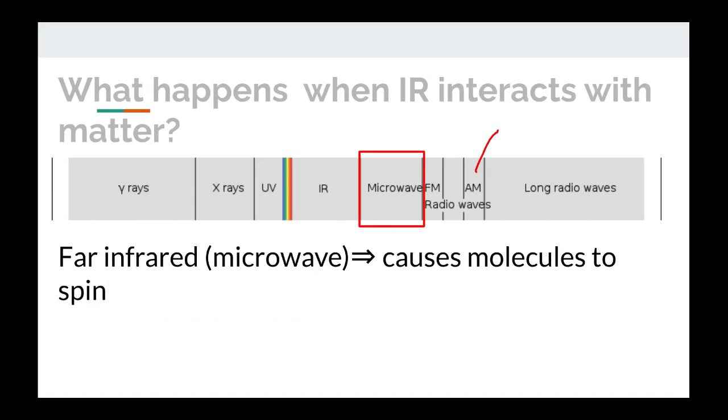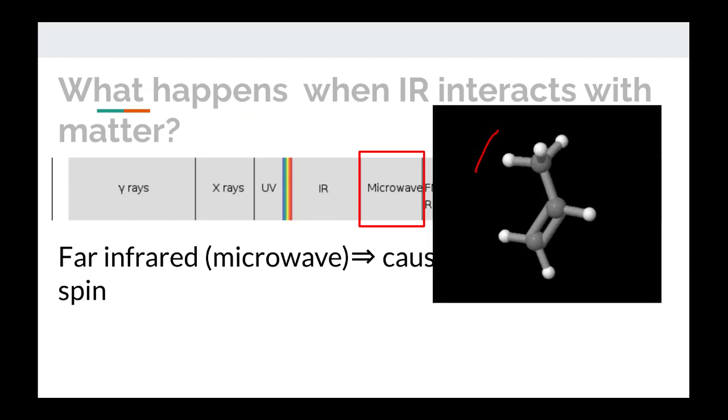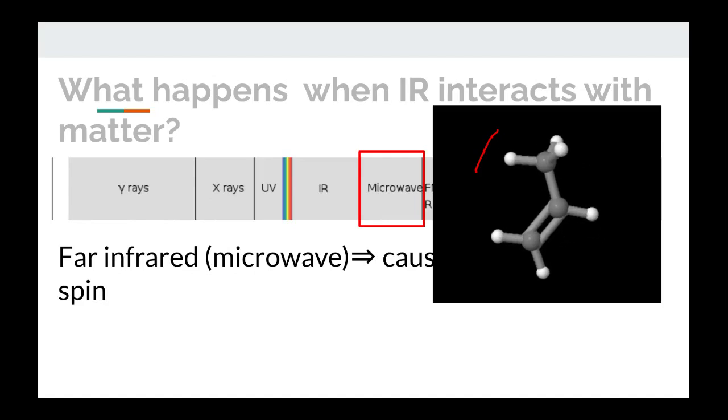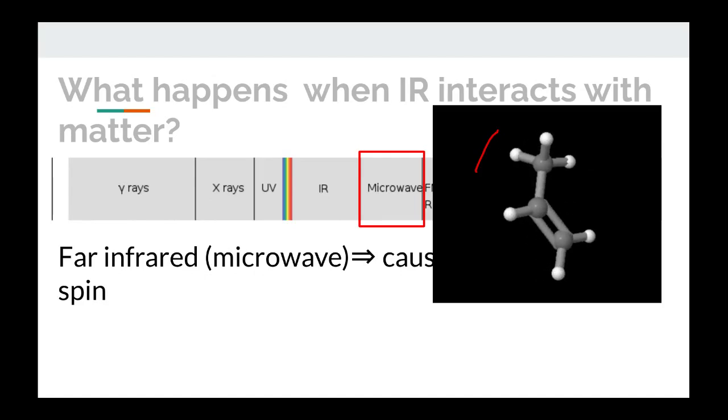The other zone is microwaves. So this is the far infrared, and it's a little bit farther away from what's visible for us. These are not energetic enough to cause vibrations like twists and stretches. All they can do is cause the molecule to spin. So when a molecule is bombarded with microwave radiation, that's just going to cause it to spin in different modes. And in fact, that's how microwave ovens work.